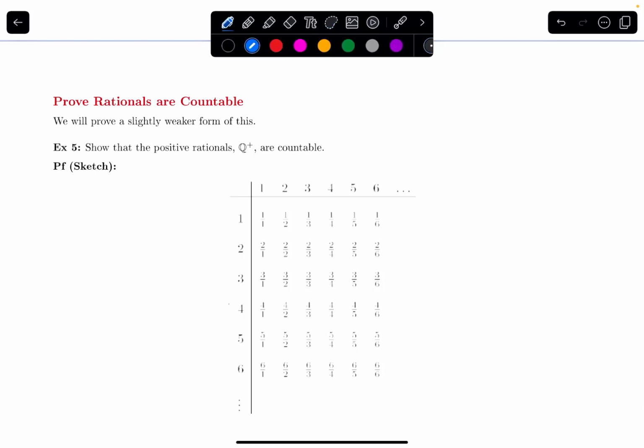In this video, we will prove that the rationals are countable. So we'll actually tackle a slightly weaker form of this. Let's show that the positive rationals, which we can denote as Q plus, are countable.